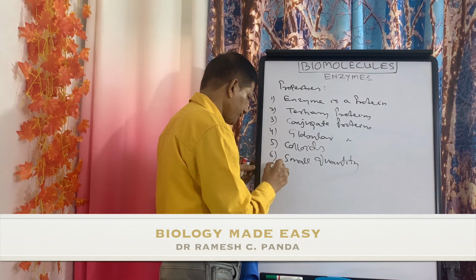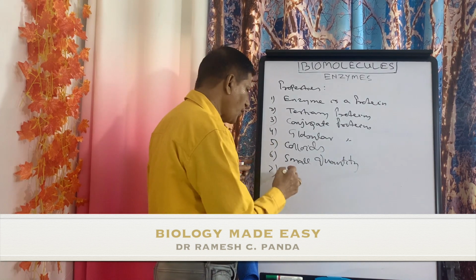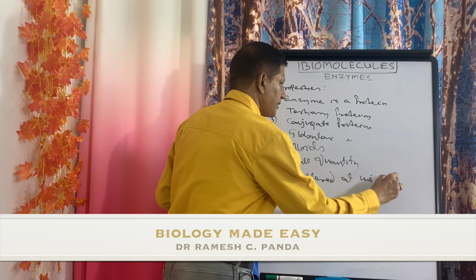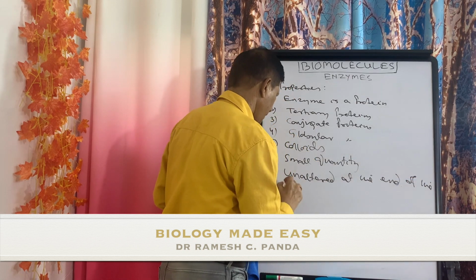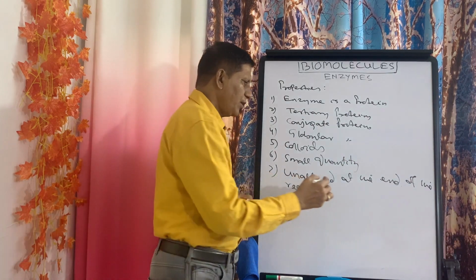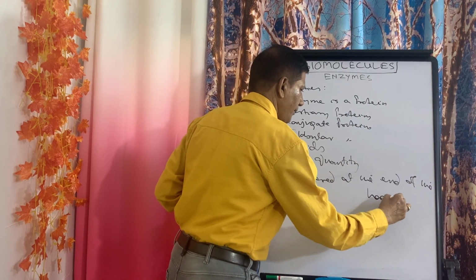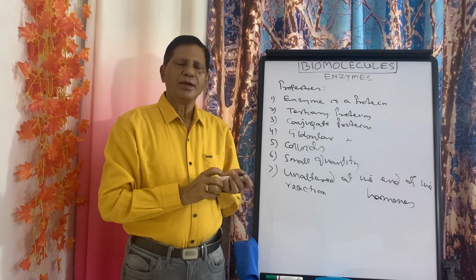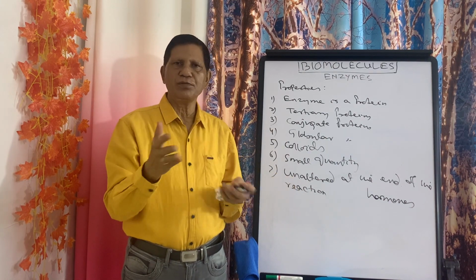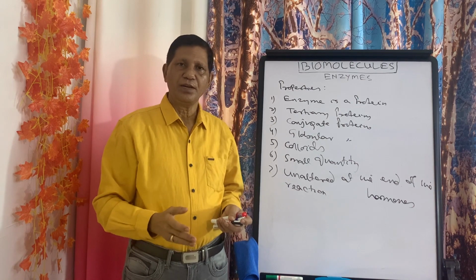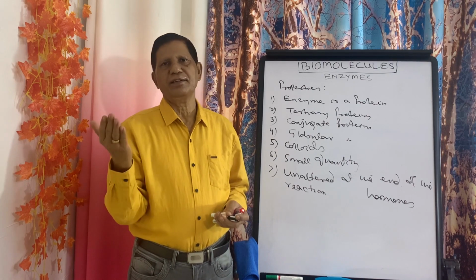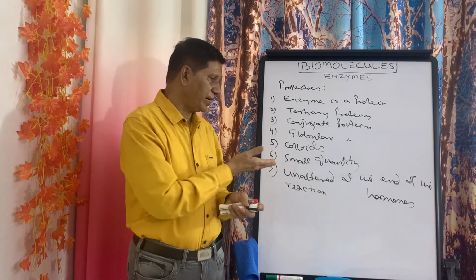The next point, the enzymes always remain unaltered at the end of the reaction. This is a major difference between enzymes and hormones. Usually, the enzymes at the end of the reaction remain the same. That means they are not utilized. Their structure is unaltered. But hormones, like enzymes, aid a chemical reaction, but at the end, they are consumed. This is a major difference. Very often it is asked in the examinations.